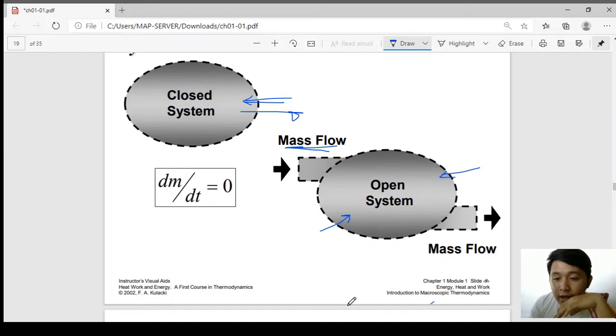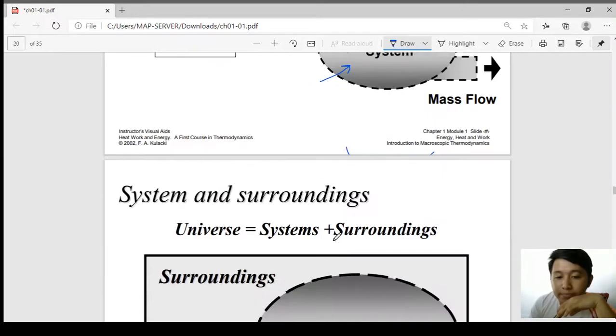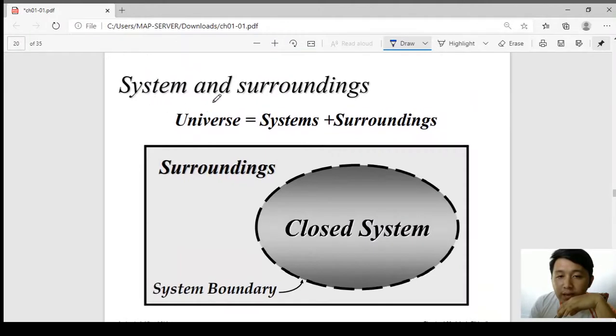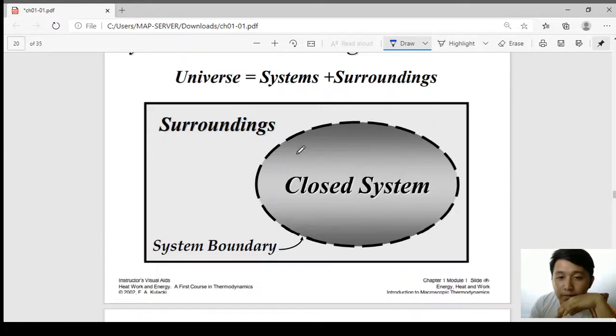Then come the examples. We have the system and surroundings. The universe is equal to the system plus the surroundings. We are inside the universe. So again, we have the closed system inside the surroundings, with the system boundary. The energy flows from the system to the surroundings, in between only the two of them.